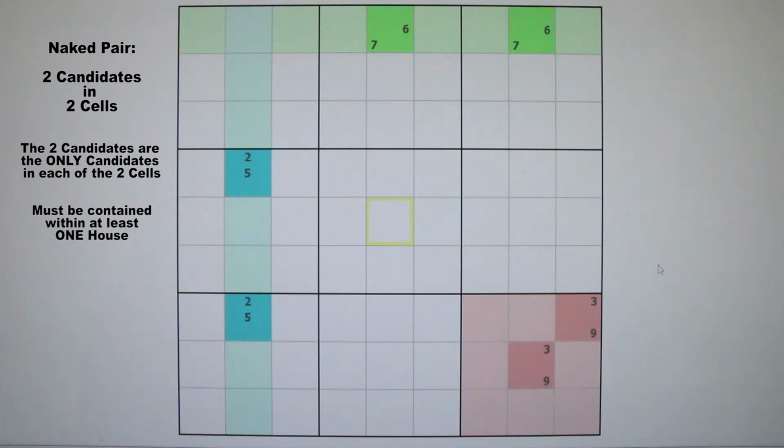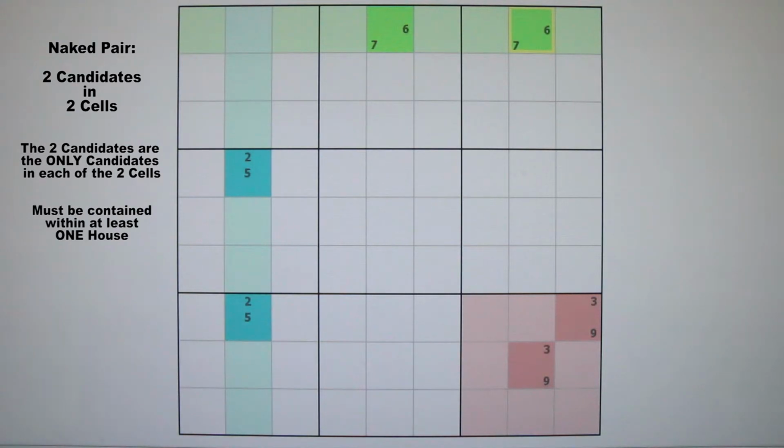And as you can see, if we solve this first cell here for 7, it leaves a naked single in the other cell. And so that has to be 6. And likewise, if we solve the first cell for 6, it leaves a naked single of a 7 in the other cell. So one of those cells has to be a 6 and the other one has to be a 7, but we don't know which.